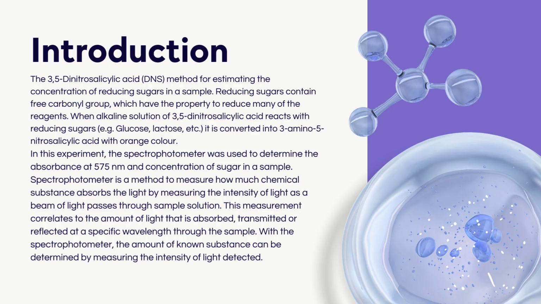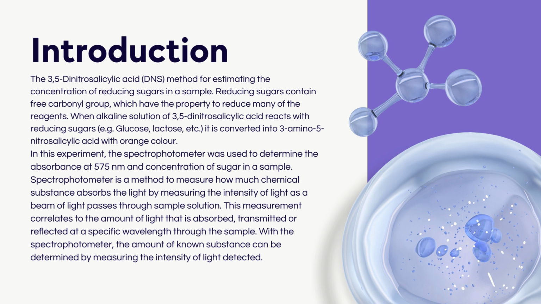Introduction. The 3,5-dinitrosalicylic acid method is used for estimating the concentration of reducing sugars in a sample. Reducing sugars contain a free carbonyl group, which has the property to reduce many reagents. When an alkaline solution of 3,5-dinitrosalicylic acid reacts with a reducing sugar, it is converted into 3-amino-5-nitrosalicylic acid, which has an orange color.